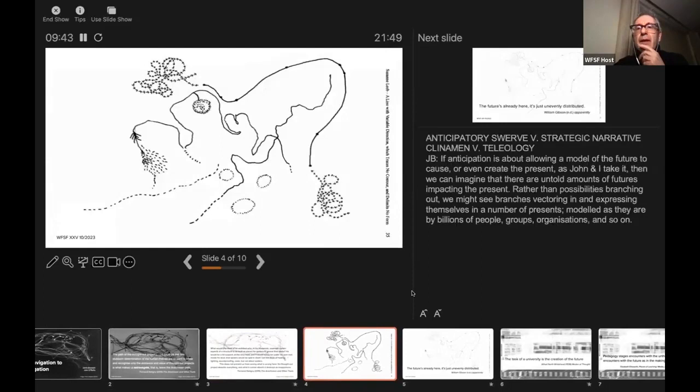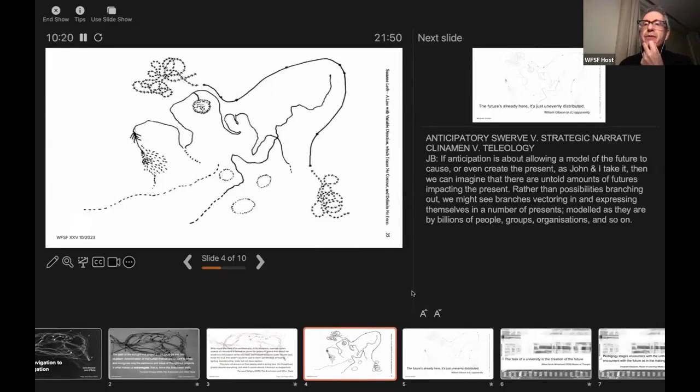And I suppose what we're also interested in is thinking about anticipation as allowing a model of the future to cause or create the present, which is how myself and Jamie understand this. And if that's the case, then we can imagine that there are untold amounts of futures which impact the present. There are many different kinds of futures that could impact the present.